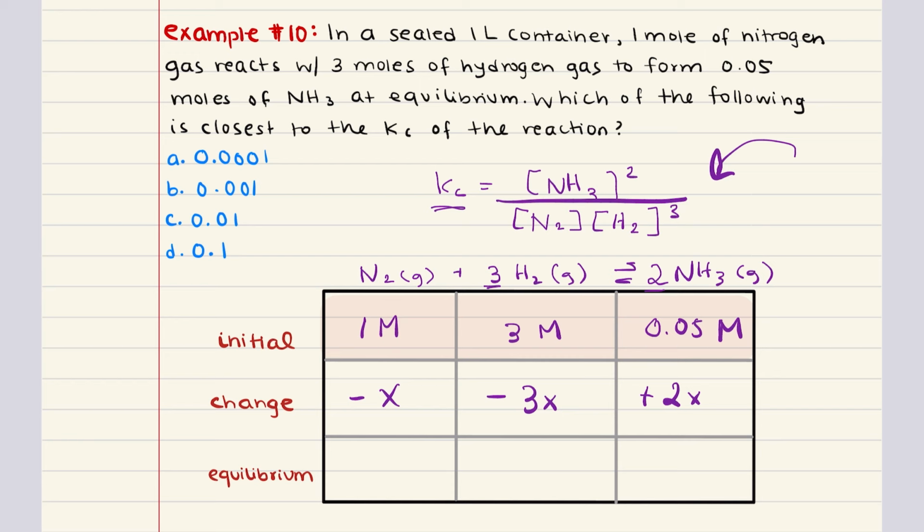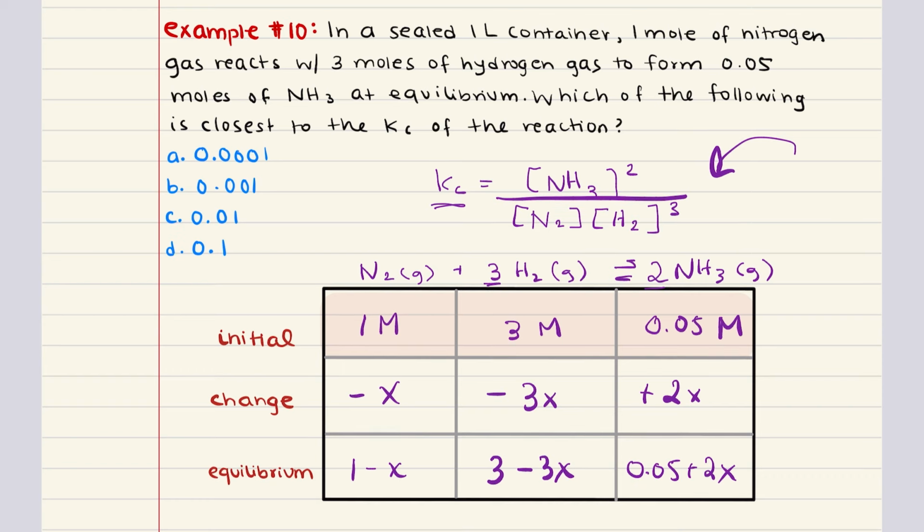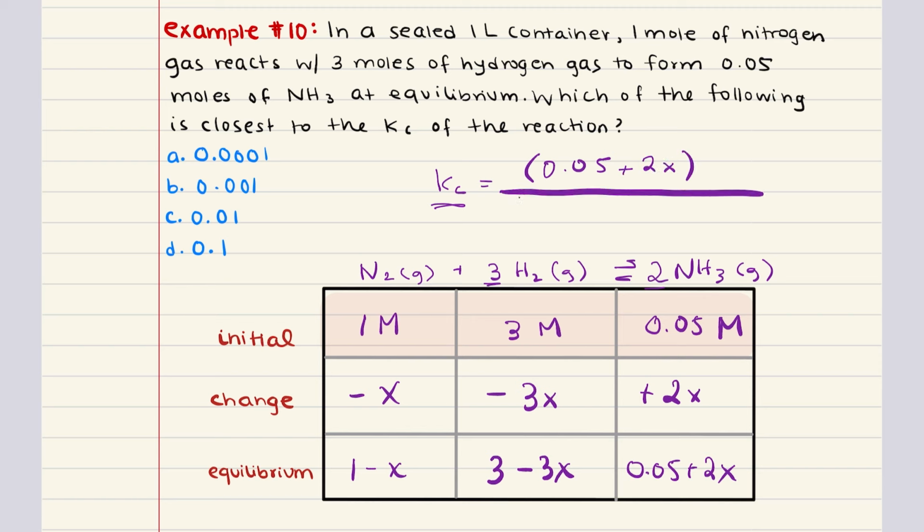Now our final category is equilibrium, and equilibrium is just initial plus or minus the change. So for nitrogen gas, it's going to be 1 minus X. For hydrogen gas, it's going to be 3 minus 3X. And for ammonia, it's going to be 0.05 plus 2X. Wonderful. Now we can go ahead and plug things back into our equilibrium constant expression. So let's go ahead and do that and then begin to think how we can simplify the math for this problem. So we're going to have ammonia here at the top, 0.05 plus 2X, that's in the numerator for ammonia. And then in the denominator, we have 1 minus X and 3 minus 3X.